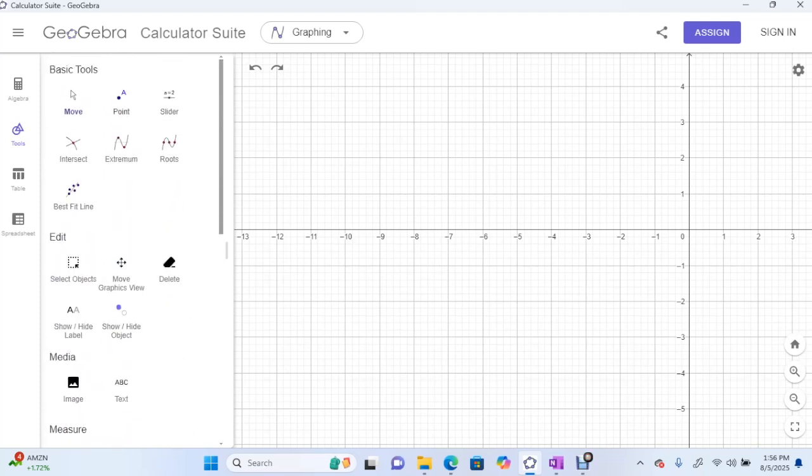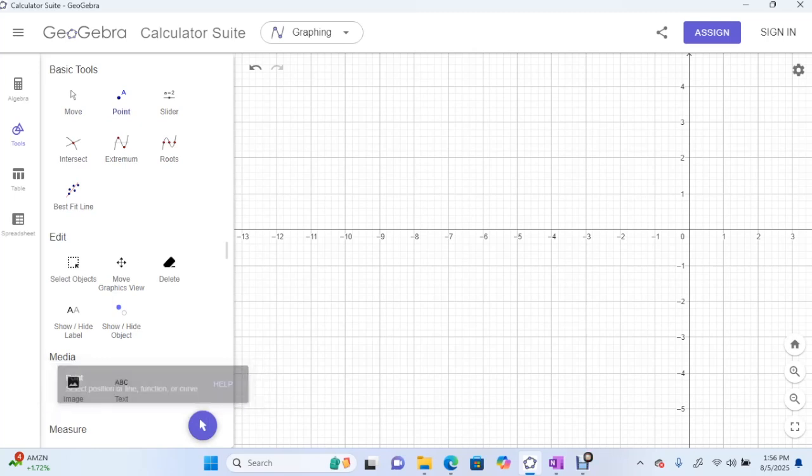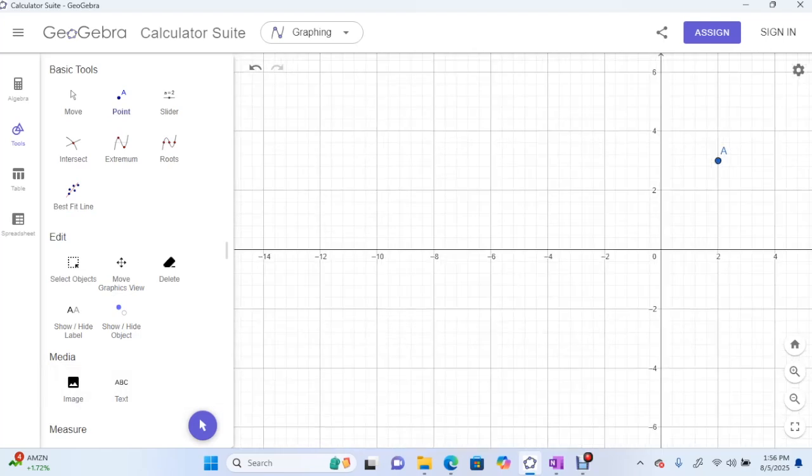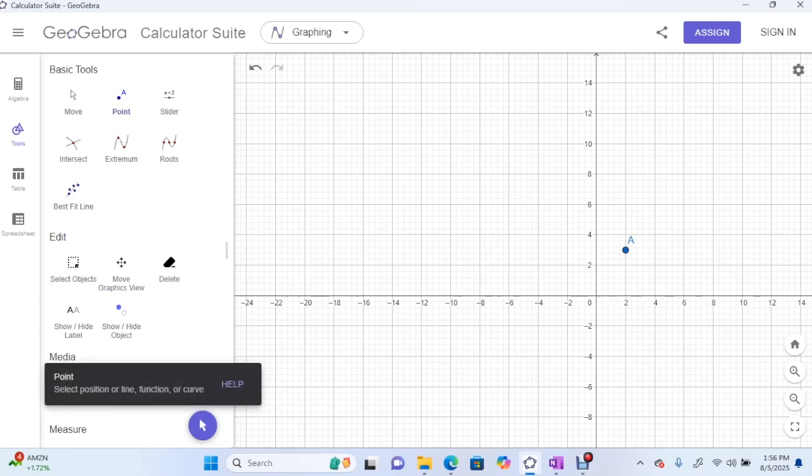So first we have to plot the points. J was (2, 3). So we locate 2 on the x-axis and then 3 on the y-axis. GeoGebra by default is going to label the points A, B, C. We will change that in a minute. So that was (2, 3) for J, and then K was (4, 0). Is it (4, 0)? Yeah. So we will do another point, which is 4 on the x and 0 on the y. And that's going to be right here.